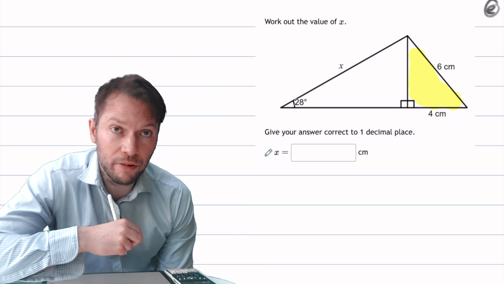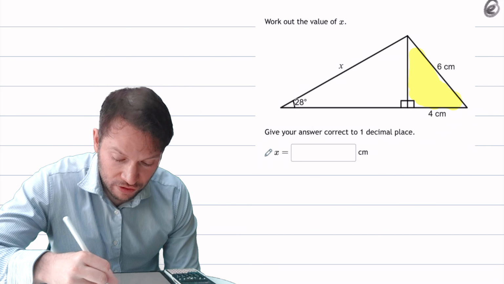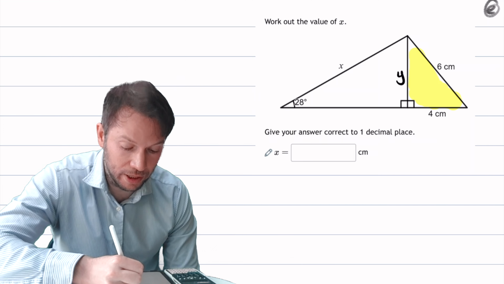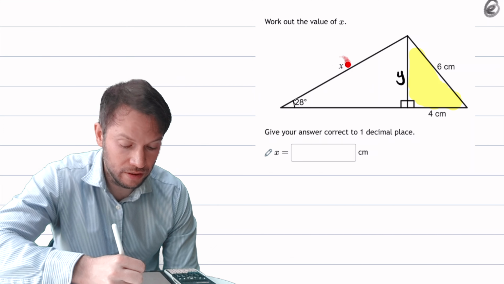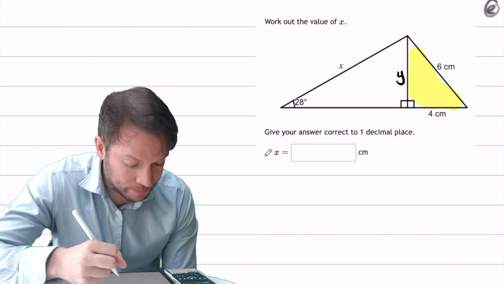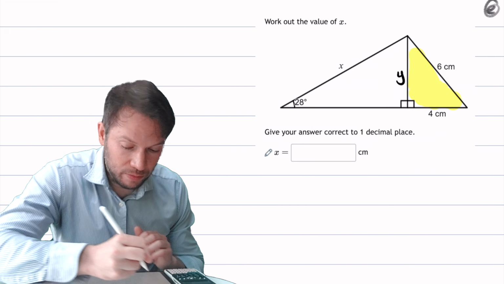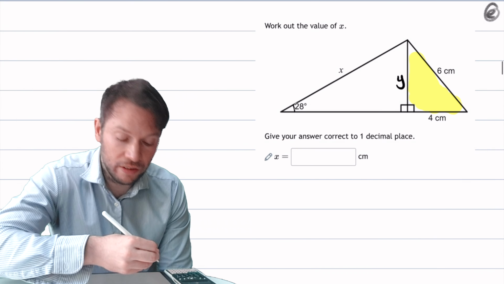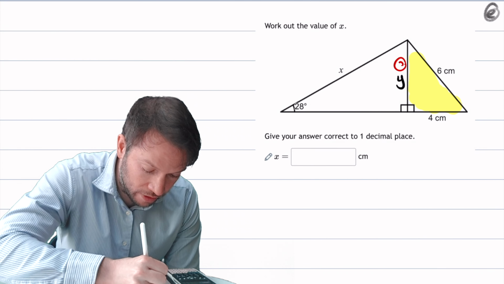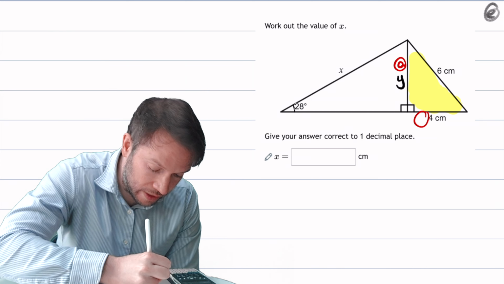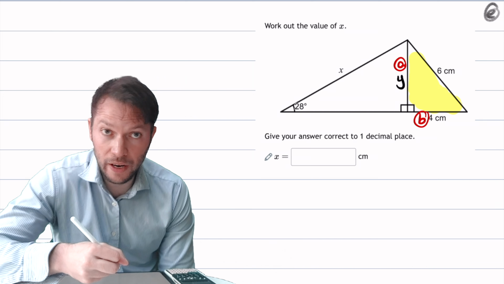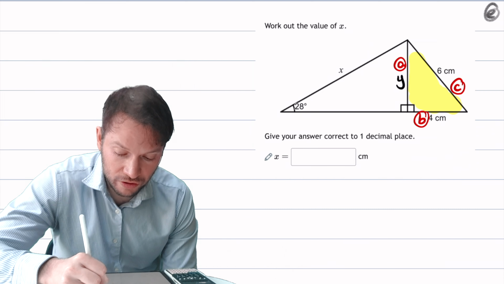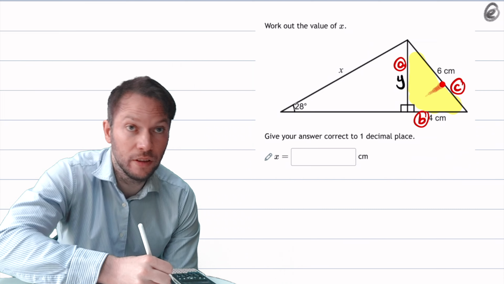Well, we've got Pythagoras theorem, haven't we? So if we just call this side length something like y, and the reason I'm not using x is because we've already used x over here, so we can't reuse it. Now, what we can do is we can label these sides as A, B, and C. Where A and B are the two shorter sides, so we can make one of the shorter sides A and B the other shorter side, and the longest side, known as the hypotenuse, is C. Remember, the hypotenuse is always opposite to the right angle.